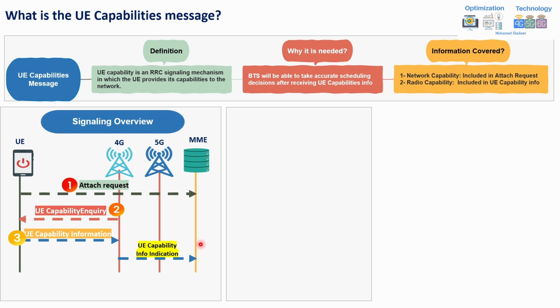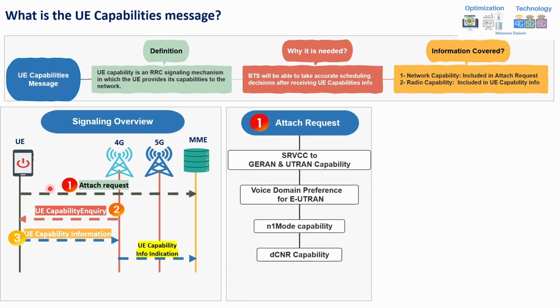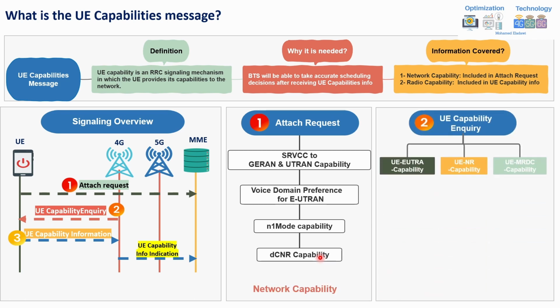So now let's look at a high level at what kind of information is included in this attach request. For example, the attach request includes whether the UE supports SRVCC or not, VoLTE, and N1 mode, which refers to 5G standalone. The last one is about DCNR capability, whether it's supporting 5G in ENDC or not. There is more information inside the attach request, but I just took some of the most important information. So this is the network capability which is reported in the attach request.